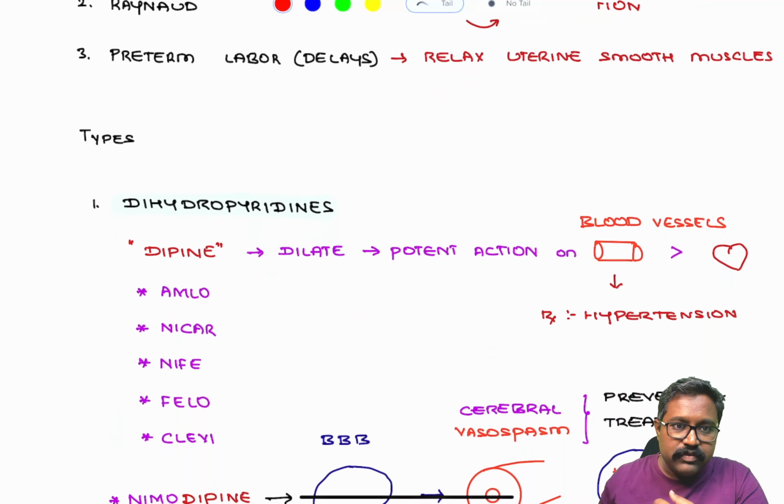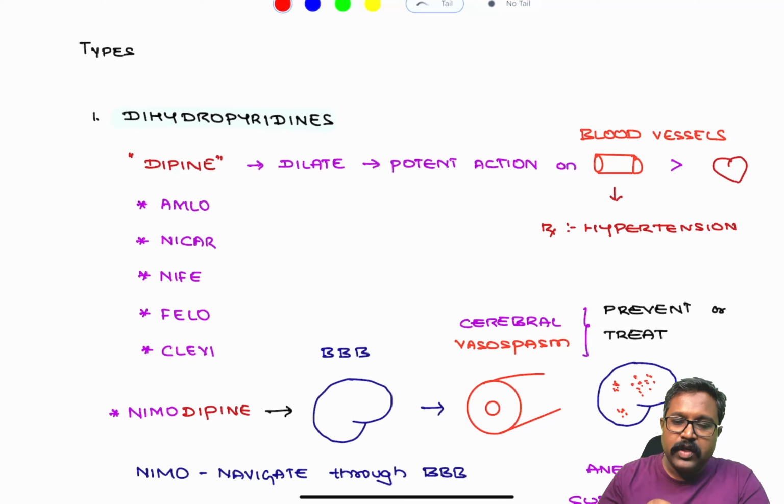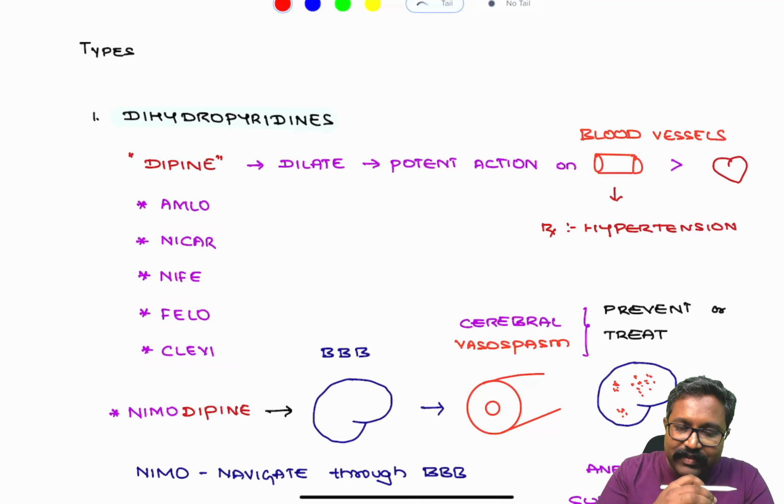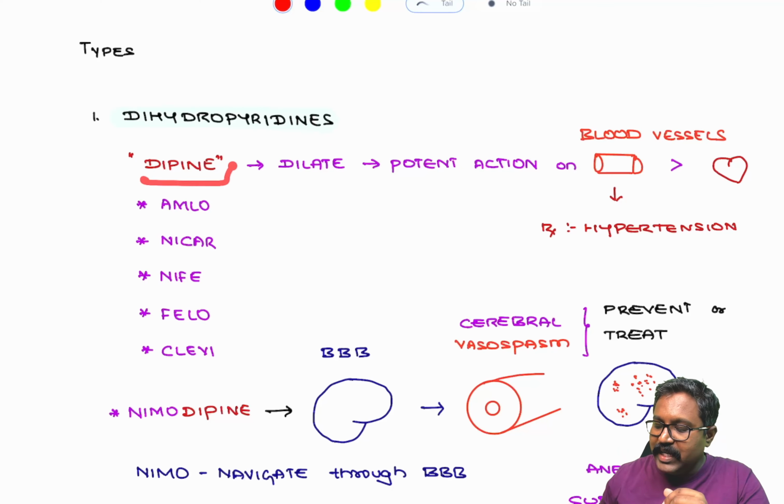So what are the types of calcium channel blockers? Let us understand there are two types. One among them is the dihydropyridines and the second group is the non-dihydropyridines. Usually these dihydropyridines end with "dipine". The examples are amlodipine, nicardipine, nifedipine, felodipine and clevidipine. All these dihydropyridines end with dipine. So D for dipine.